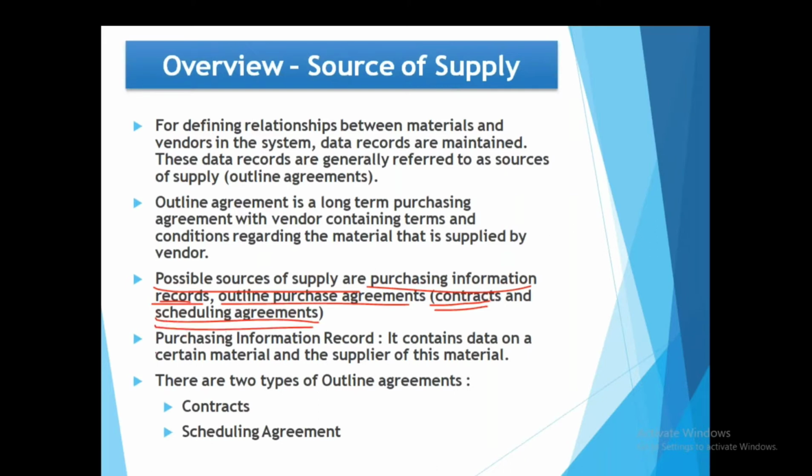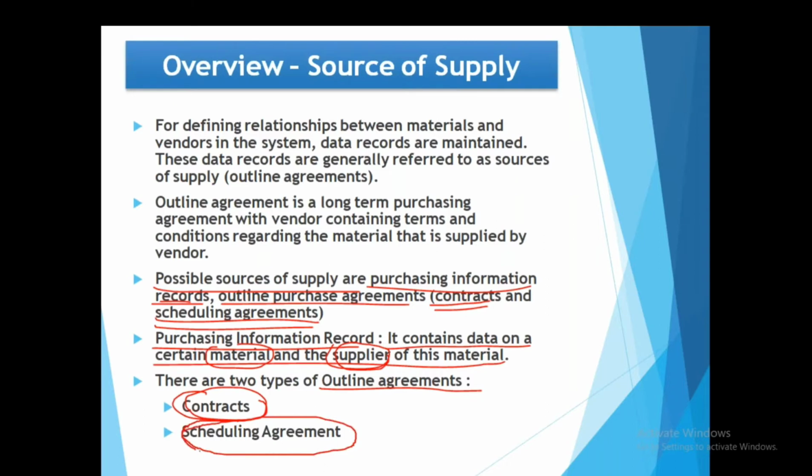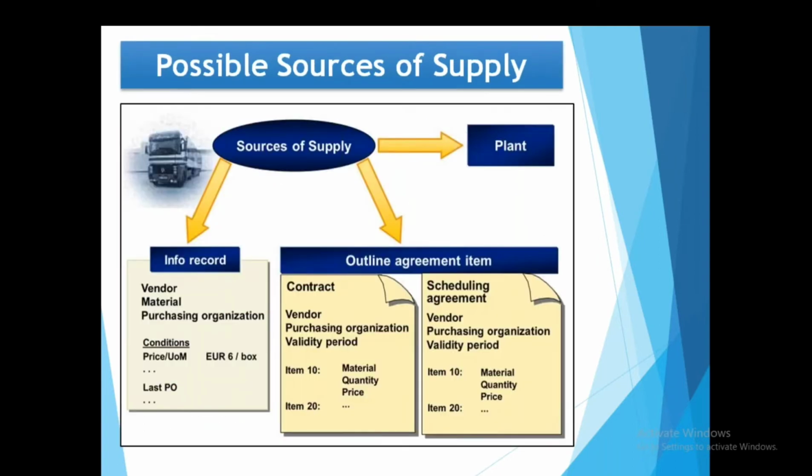So, purchase information record. What is a purchase information record? It contains data on a certain material and the supplier of this material. The purchase info record will contain information about a particular material and supplier of that particular material. Coming to outline agreements, the other outline agreements are contracts and scheduling agreements. We will discuss all these things in the system. First we'll start with these sources of supply.